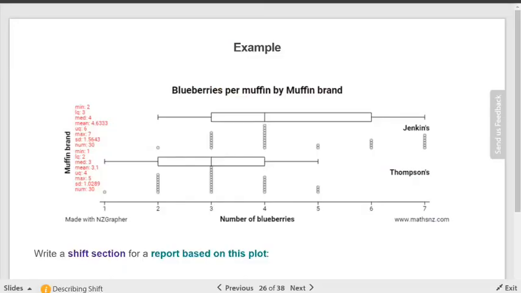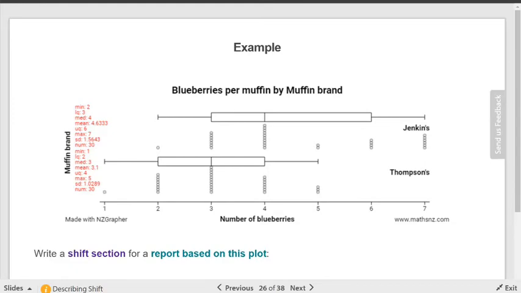So here's an example. Here we have 2 graphs. We have the numbers in red, which are the summary statistics, so you never have to guess about anything. The actual numbers are there for you. And this is a graph that was created using NZ Grapher, so this is exactly what yours will look like. Okay? All right. So here's our example.